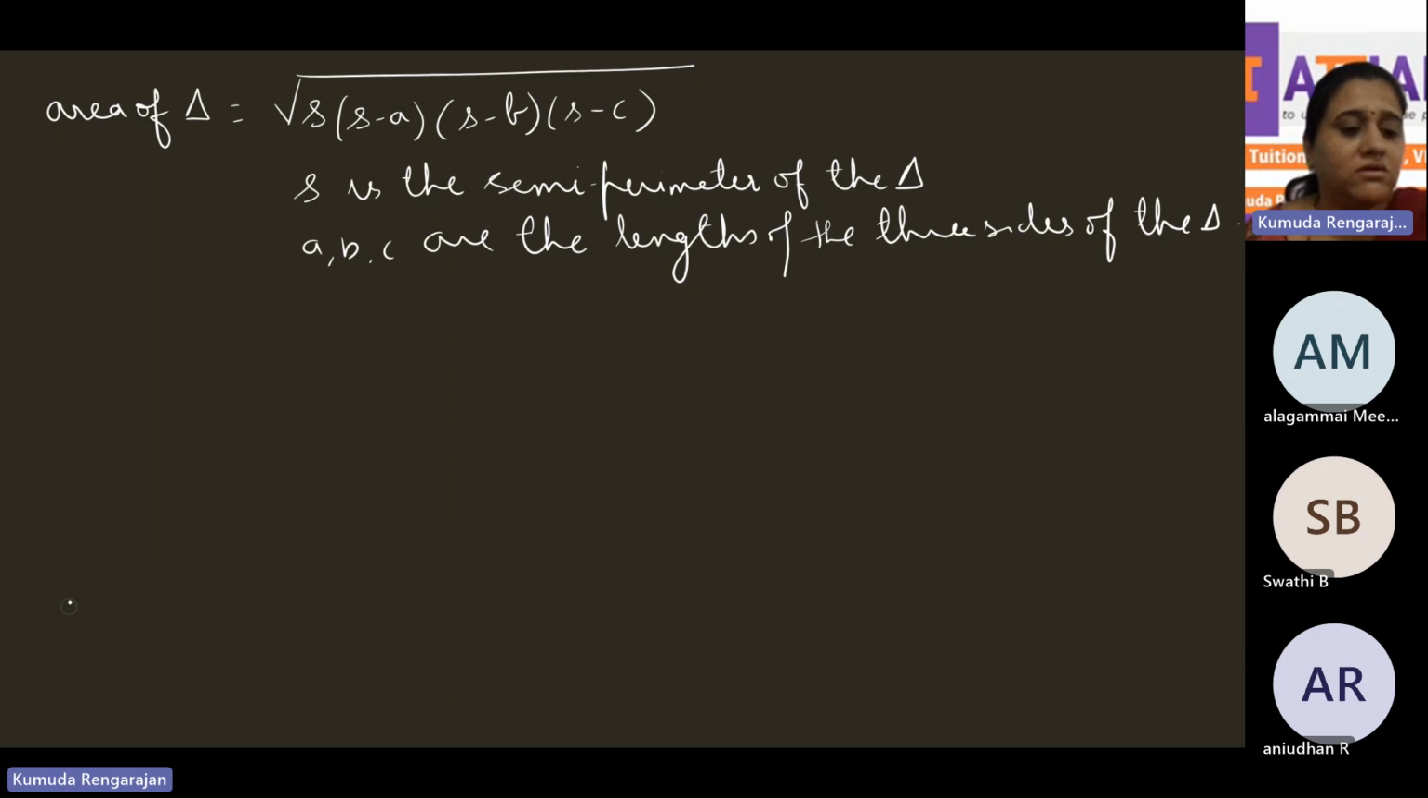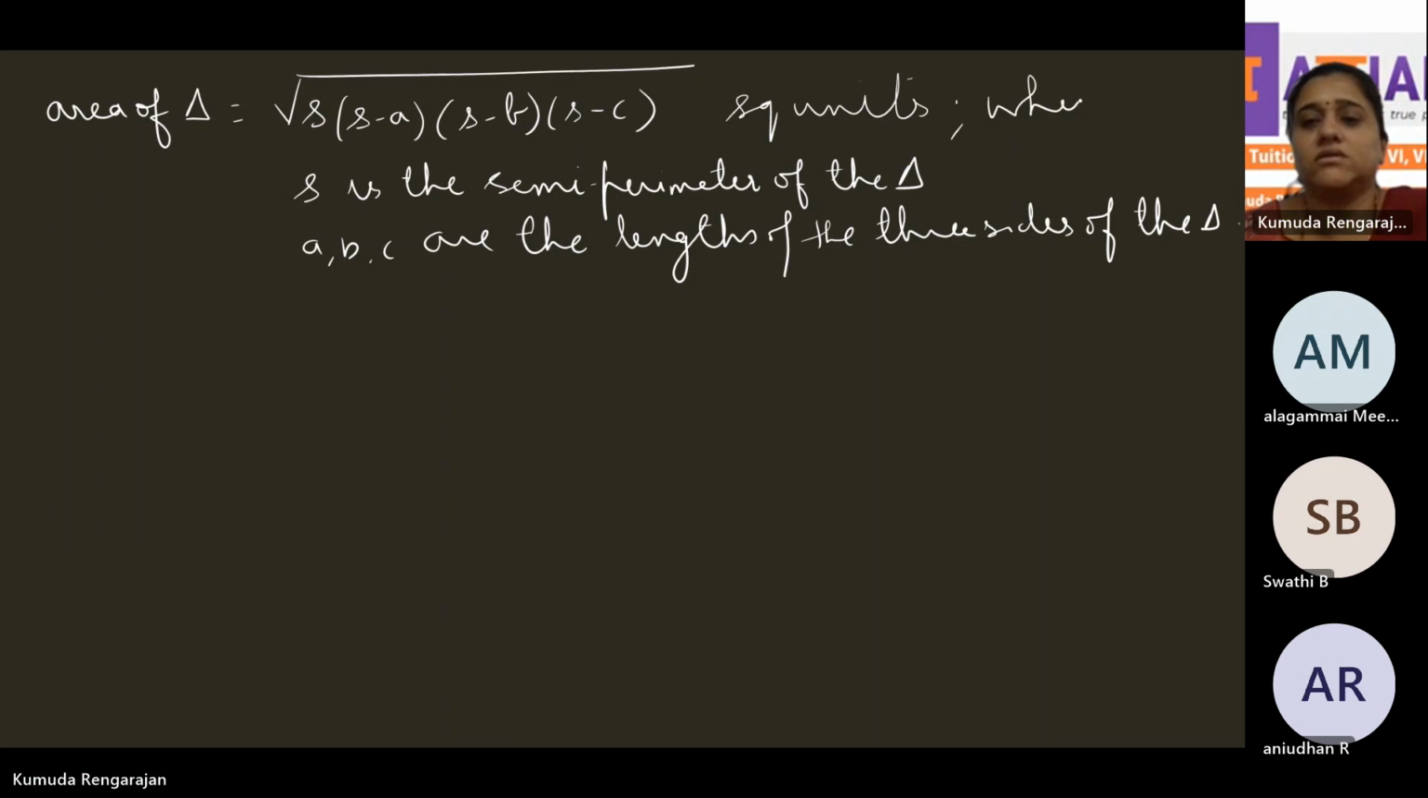So how many unknowns are there? S, a, b, c. Four unknowns. S is the semi-perimeter. We know how to find the perimeter: add all the three sides, and the sum of the three sides is the perimeter. Divide by 2 to get the semi-perimeter. A, b, c are the lengths of the three sides of the triangle, which will be given to you. So everything will be known to you. You just have to substitute the values in this formula and simplify. That's all. This is Heron's formula.